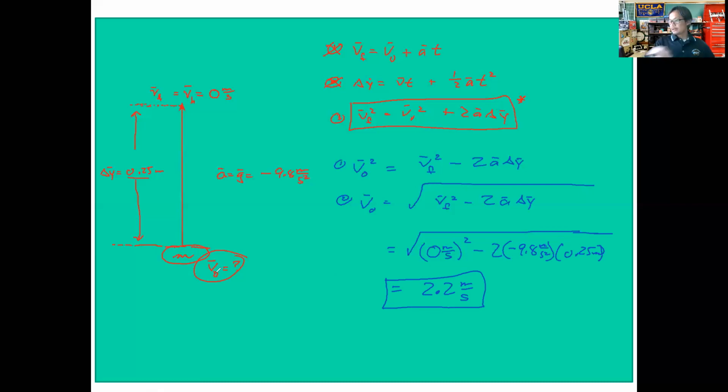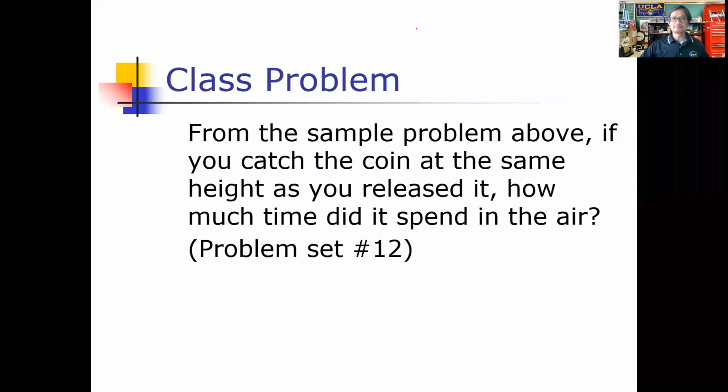All right, so compare that to what you did. Make sure you write this down. I would like to work out another problem for you. Let's keep this moving. So let's take a look at another problem here.